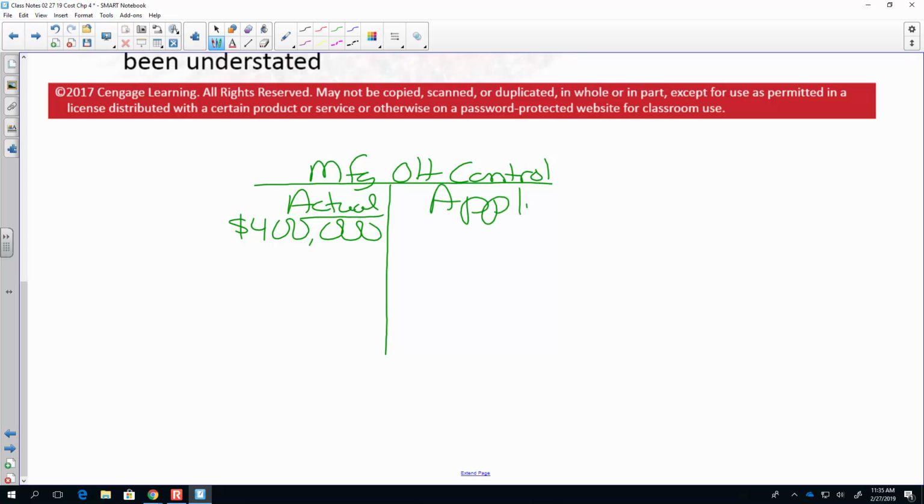Applied is on the right side. So think of the journal entry here. We just did it. We debited what? We debited work in process for the applied amount. We credited the manufacturing control account for $390 in this case. What's the difference, guys? $10,000.